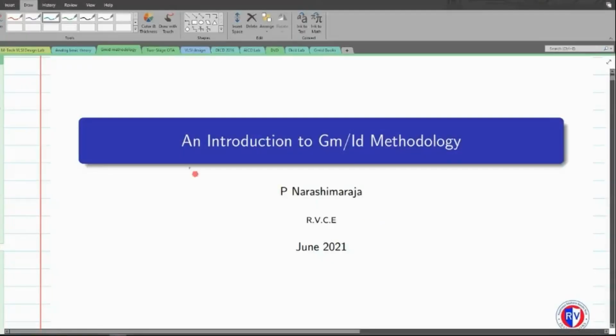So today we'll be looking at a design methodology which is used for designing your amplifiers using MOSFET transistors. And this methodology is basically used whenever you are trying to build an amplifier using nanometer technologies.